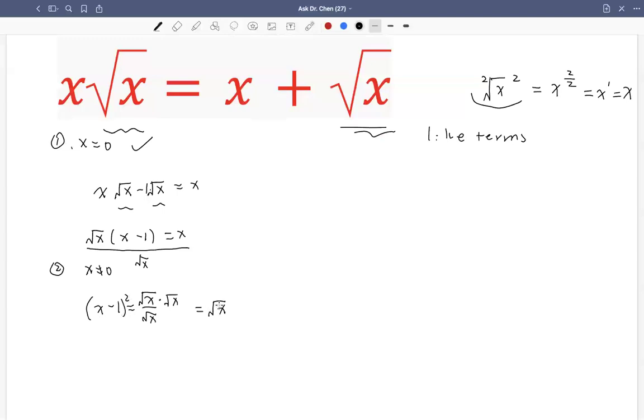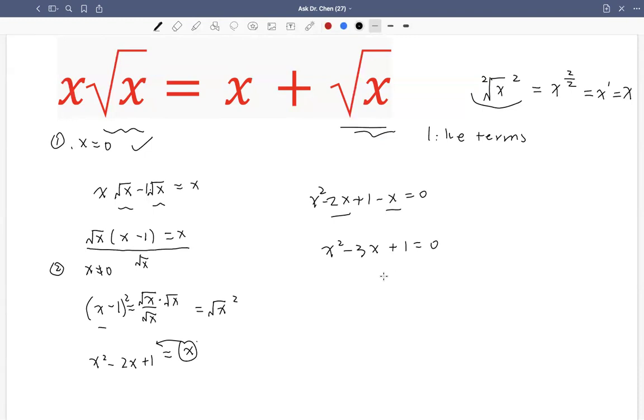Now we can square both sides. On this side, the square root squared just becomes x raised to 1, just x. Then x minus 1 squared is a perfect square. That's the first number squared, minus 2 times the first one times the second one, that's negative 2x, plus the second one squared, negative 1 squared, which is plus 1. Now move this x to the left-hand side. So we get x squared minus 2x plus 1 minus x equals 0. Combine those two like terms, we get x squared minus 3x plus 1 equals 0.